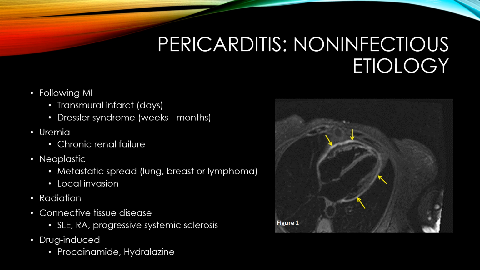Neoplastic causes, so you can get metastatic spread, like from the lung, breast, or lymphoma are the most common. And then local invasion, of course, if you have, say, a lung cancer or something of that nature, or even some cancer from the heart that has invaded into the pericardium. Radiation, typically due to radiation treatments for various cancers. Connective tissue diseases like lupus or rheumatoid arthritis, progressive systemic sclerosis are all causes, as well as drug-induced. So some of the most common would be procainamide and hydralazine have that sort of known risk.